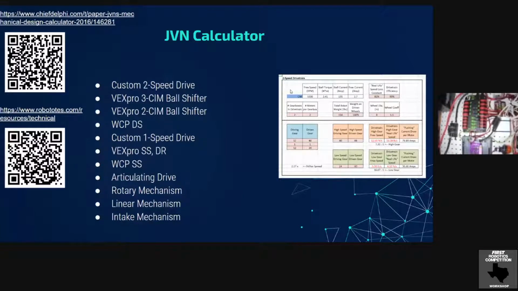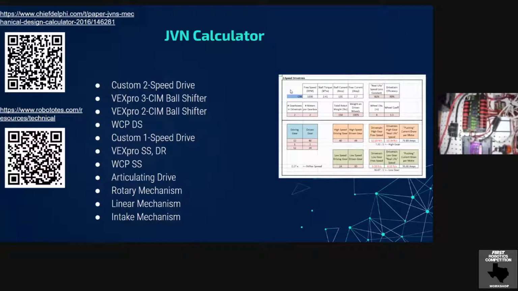Right. So all of the things that you're going to see on the JVN calculator are going to be 2017 and before. That means no Neos, no Falcons. That being said, you can do that math and enter that data yourself. That is possible. If you are interested in that, please feel free to email us.